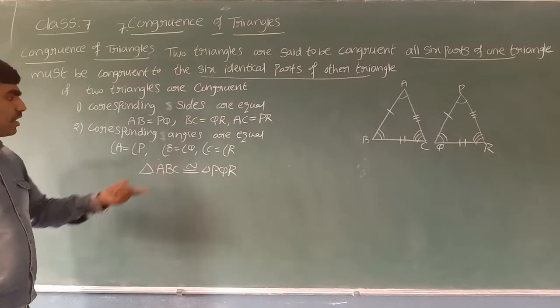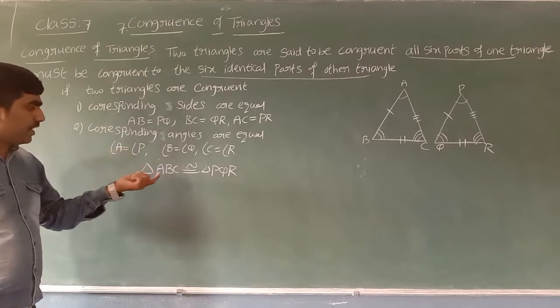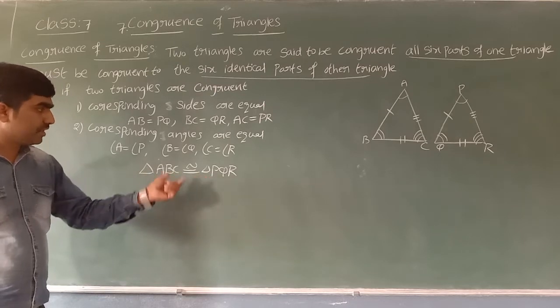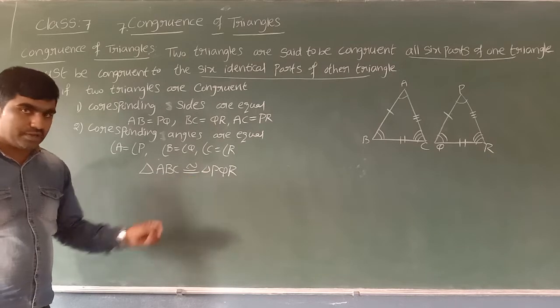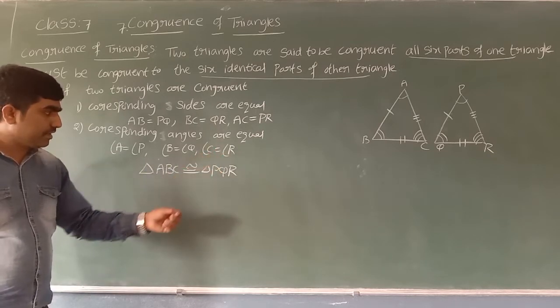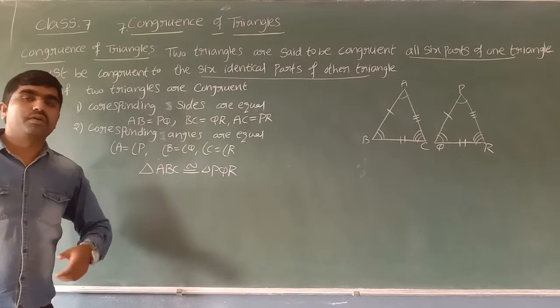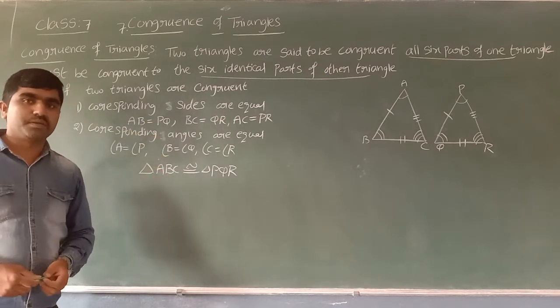That was about sides. Coming to angles, we need only one alphabet. A is equal to P. A and P must be in the same places: A first, P first. B is equal to Q. B and Q are in the same place, middle. C equal to R. C and R are in the same place, last one. So this is about what is meant by congruence of triangles and how we can represent it in symbolic form.